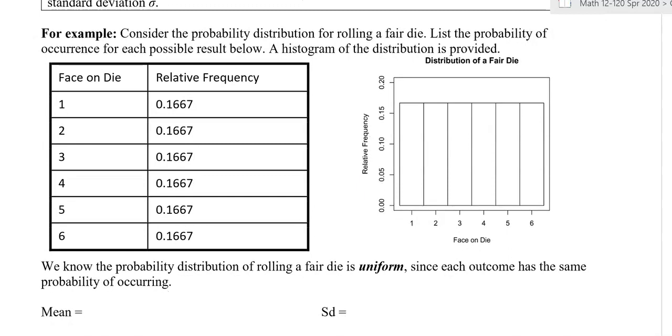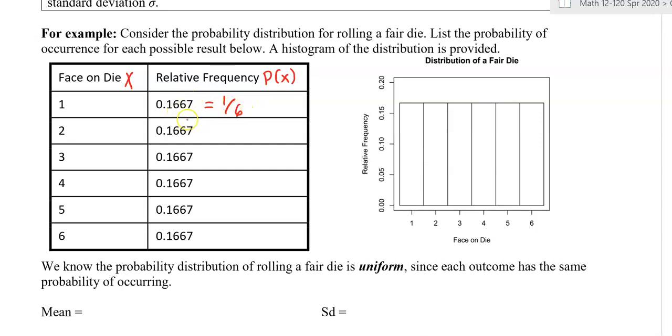So let's say we have some distribution. Okay, so here we're considering the distribution for rolling a fair die, right? So here we have the different values of the variable, which in this case is the face of the die, and the relative frequency, which ends up being the probability of each of those outcomes. Now the probability of rolling a 1 or a 2 or a 3 through 6 is the same probability, which is 1/6. In decimal form, it will be about 0.1667.